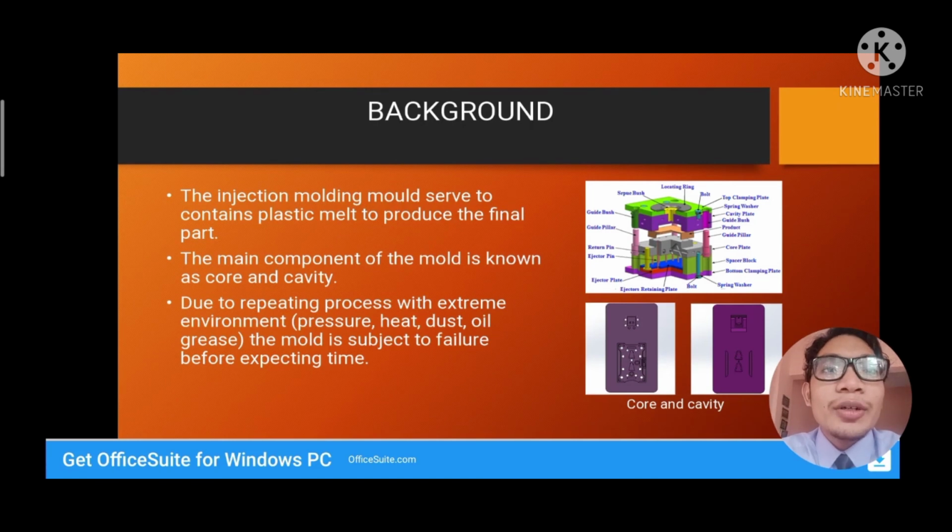The injection mold serves to contain the plastic melt to produce the final part. The main components of the mold are known as the core and cavity. Due to the repeating process in an extreme environment such as pressure, heat, dust, oil and grease, the mold is subject to failure before the expected time.